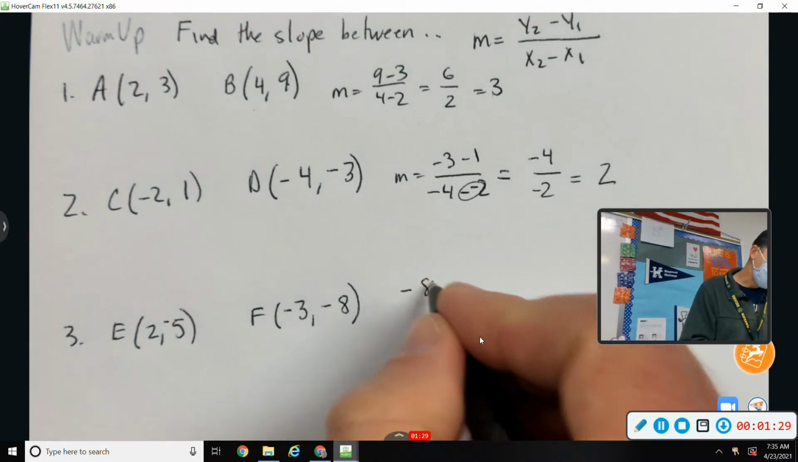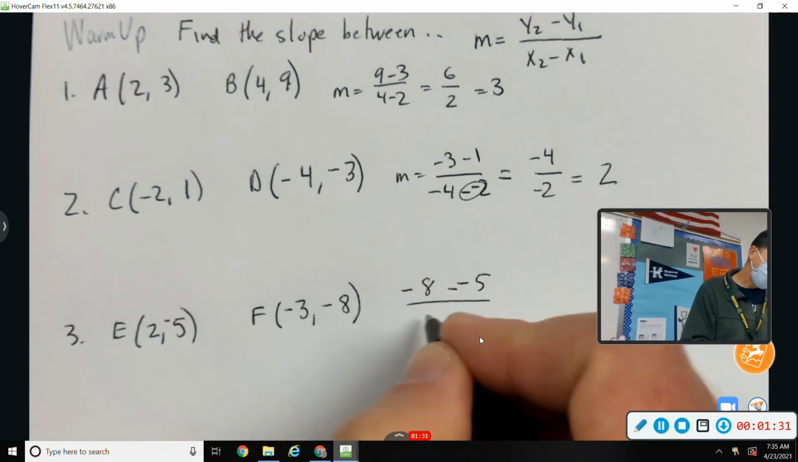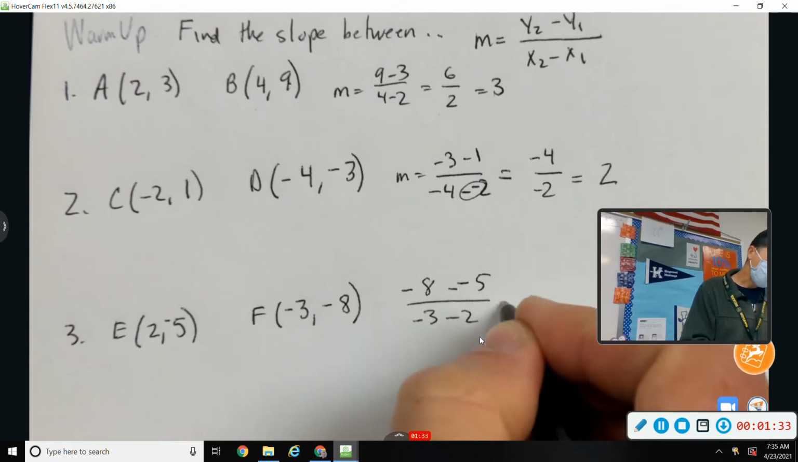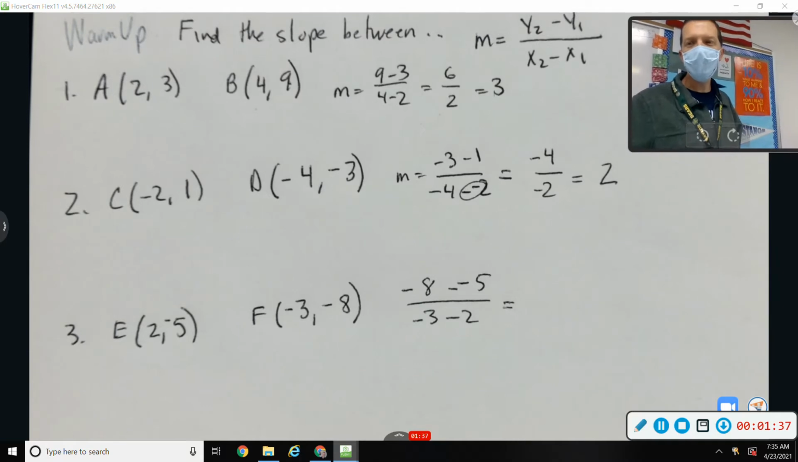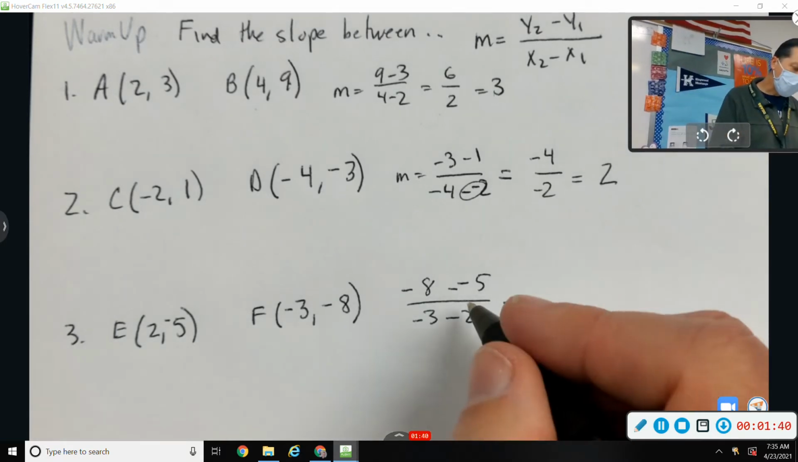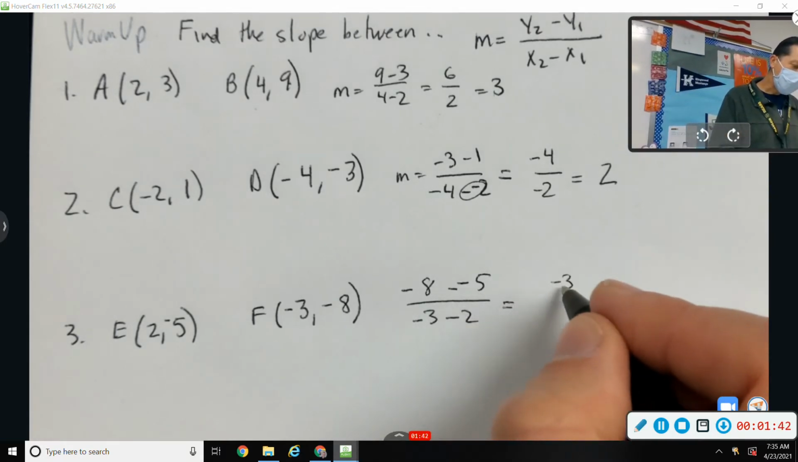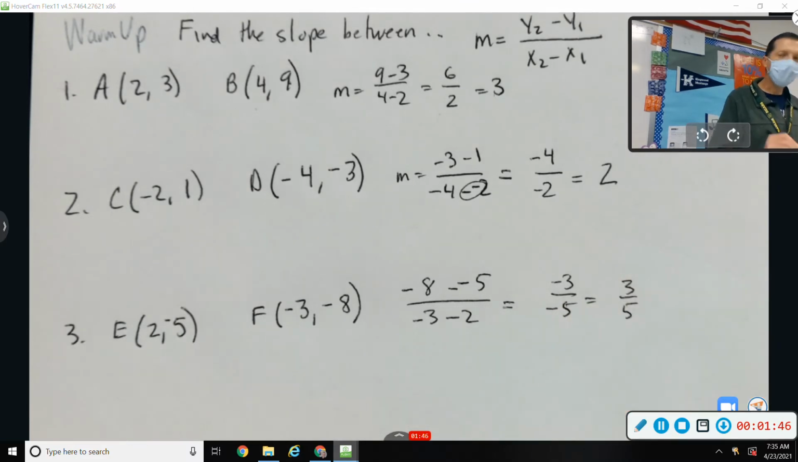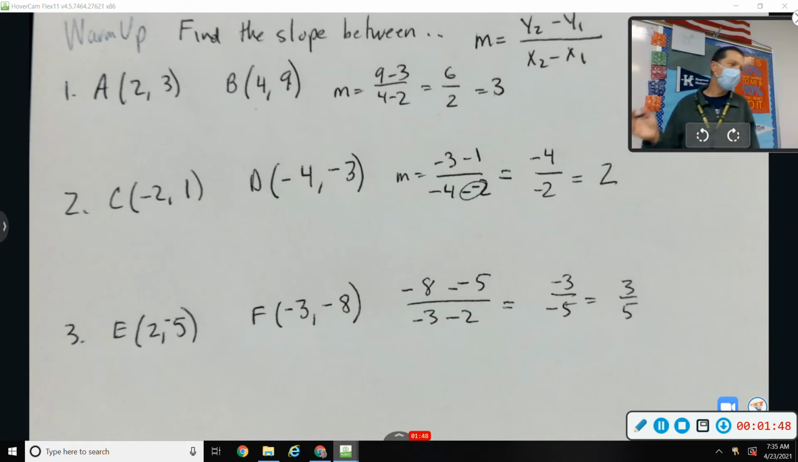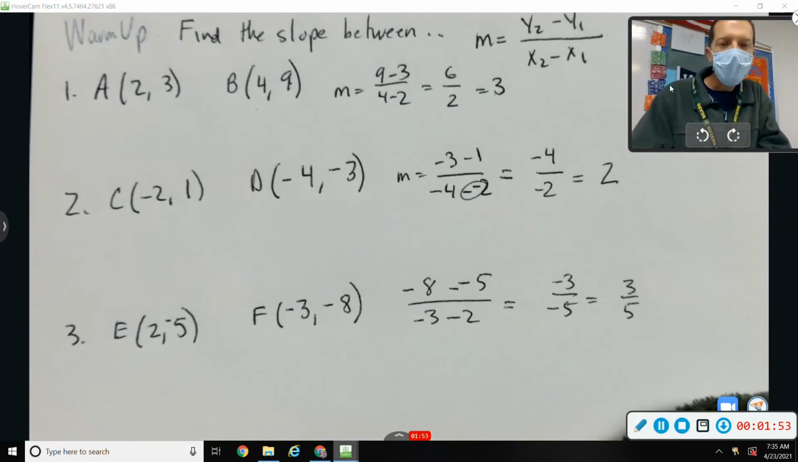And then negative 8 minus negative 5 over negative 3 minus 2. Just trying to throw all sorts of negative combinations at you to make sure you're paying attention. That would be negative 3 over negative 5 or 3/5. So not a big deal, but you'll need to know that for today.